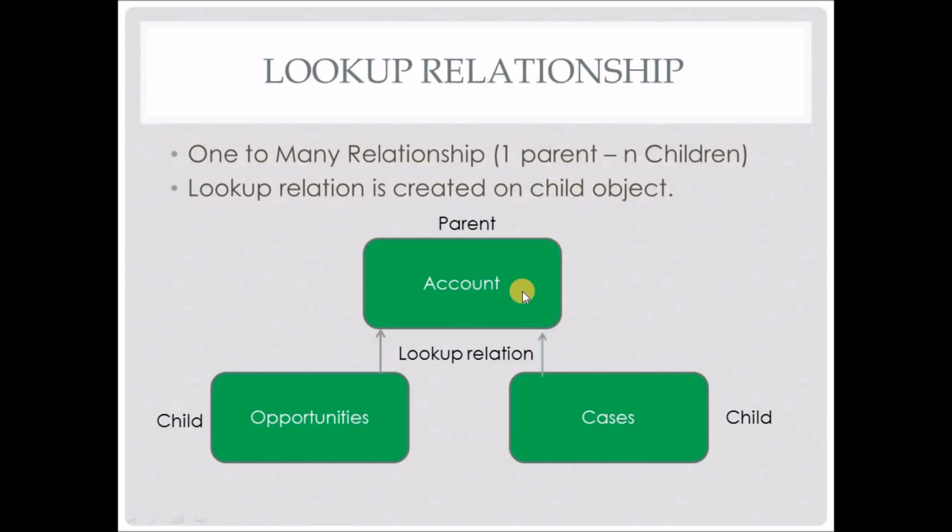This makes the account object the parent and the other two objects the child. This parent to child relationship is an example of a one-to-many relationship, where there is one parent and n number of children. A lookup relationship is always created on a child object. Alright, so before we create our very first lookup relationship, let's see what a lookup looks like. For this example, we'll see a relationship between the Opportunities object, which is a child object, and the Accounts object, which is a parent object.